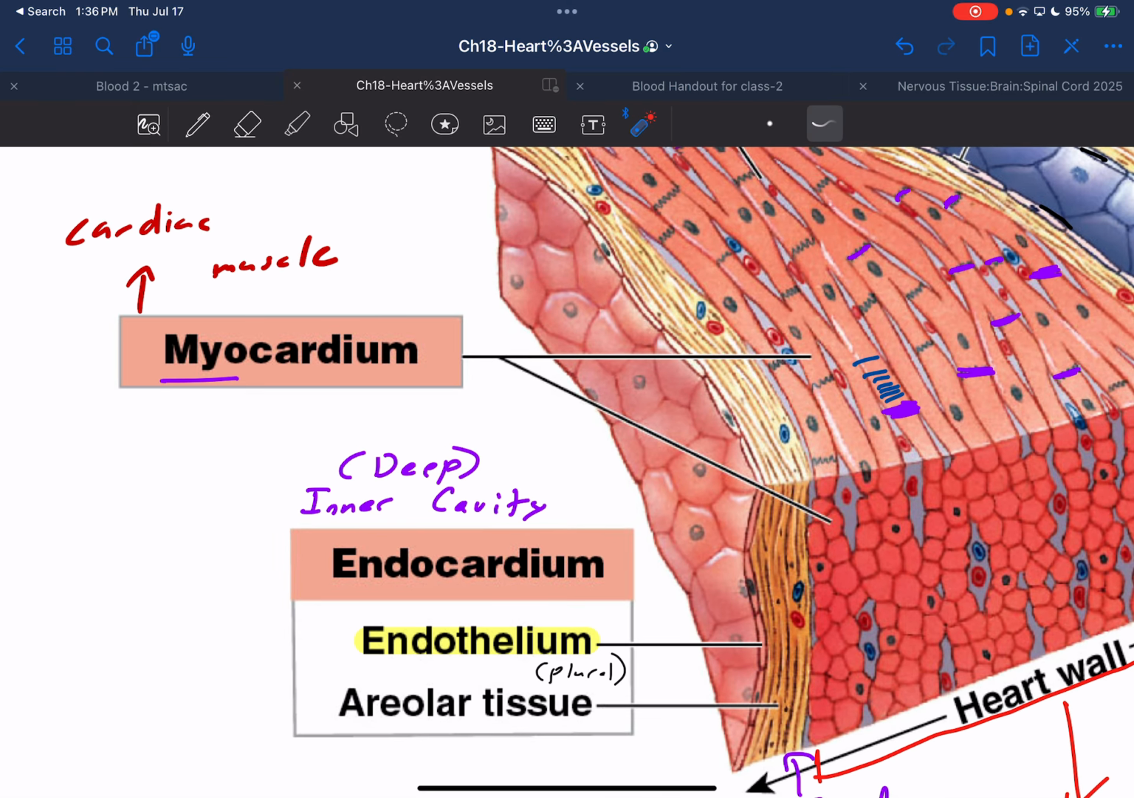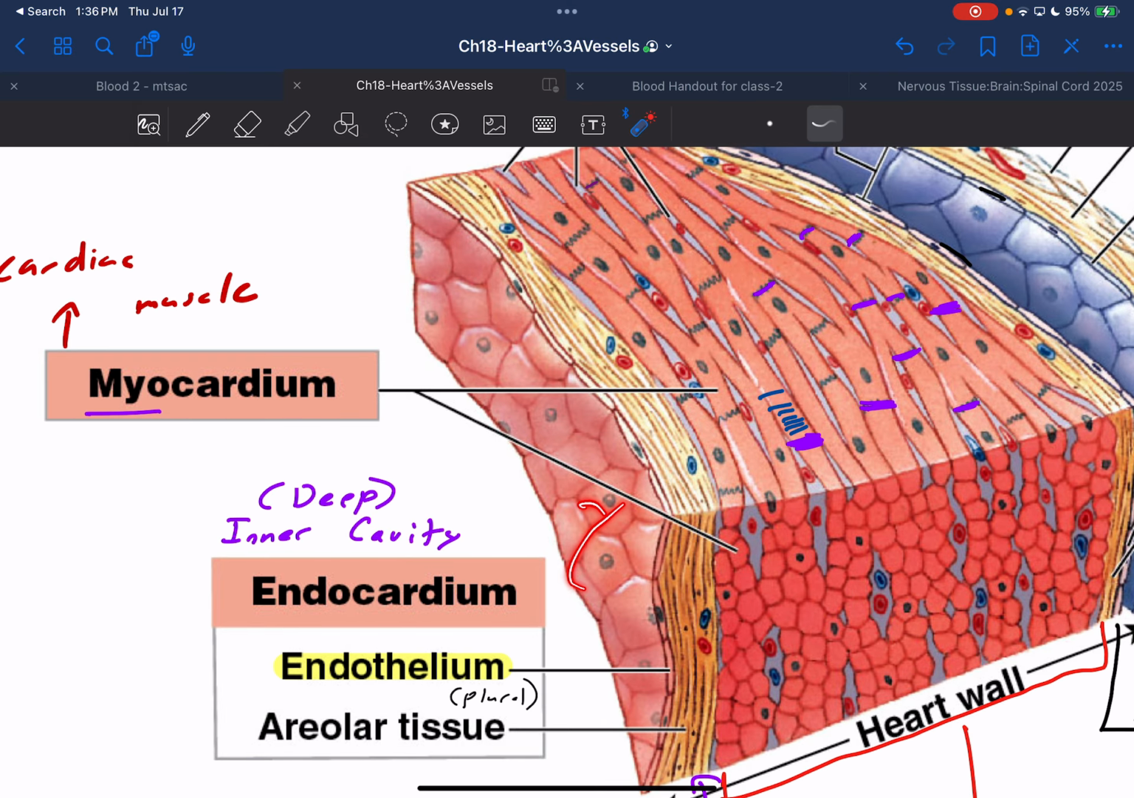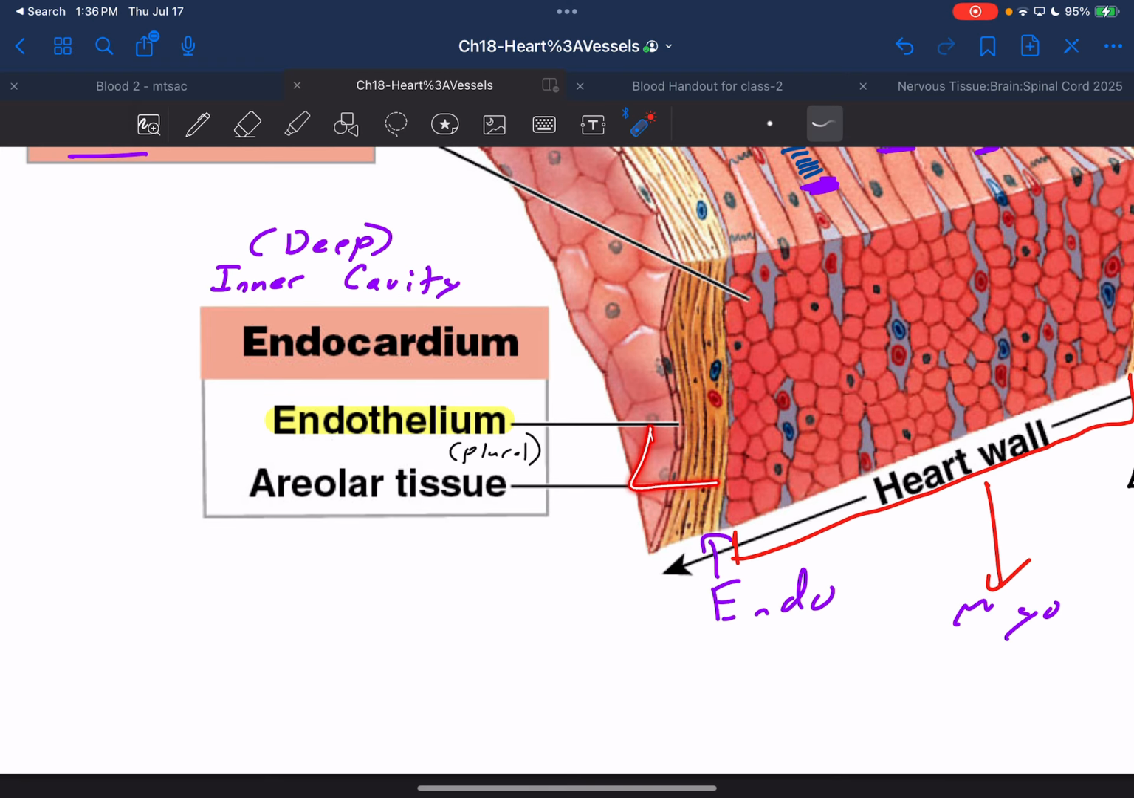And just like all epithelial tissue, there's going to be a basement membrane side, a connective tissue side, and so that's what the areolar tissue is doing on that side. It's serving as the basement membrane for the endothelia inside the heart. And so this layer, since it's inside, it's deep to the heart, this would be where the inner cavity of the heart is. And so this layer together, the endothelia and the basement membrane, these are considered the endocardium. So endocardium refers to this space.